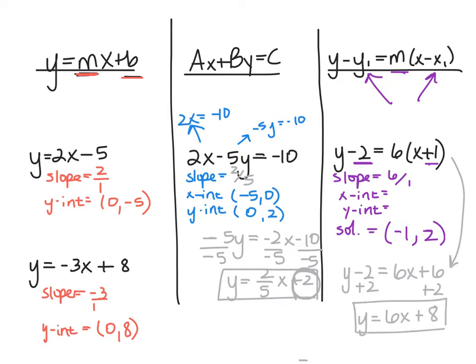So what I want you to realize is that these two equations, y minus 2 equals 6(x plus 1), and y equals 6x plus 8, are the exact same thing. It's a different format of the same line. The first one told us the slope was 6, and notice this other format still tells us that same slope. The first format did not tell us a y-intercept. It told us a point on the line.